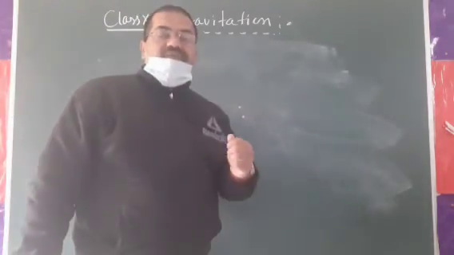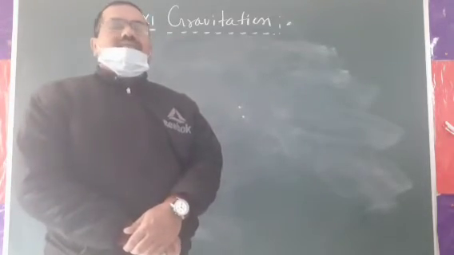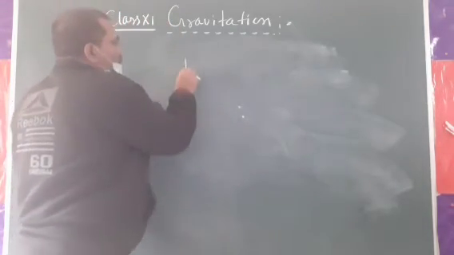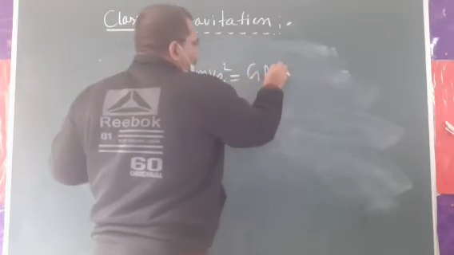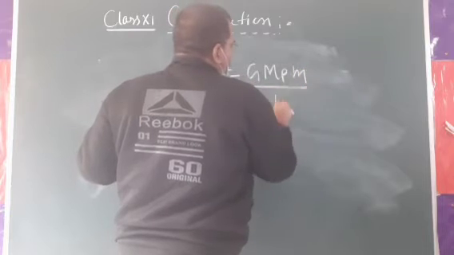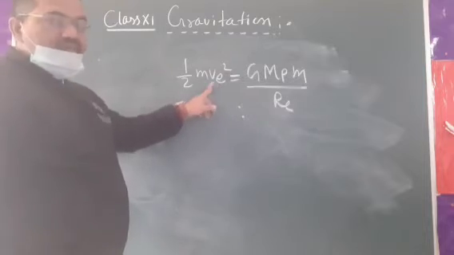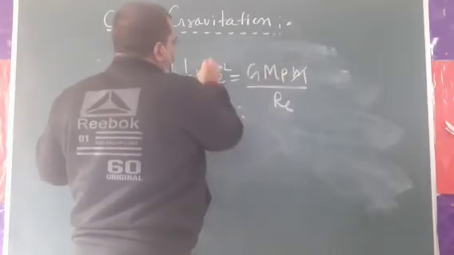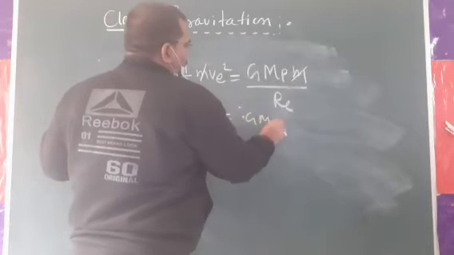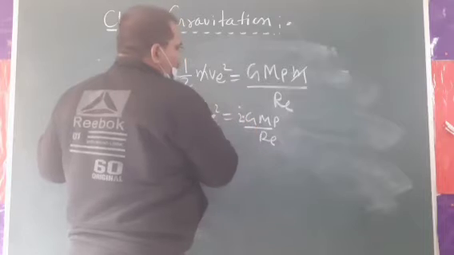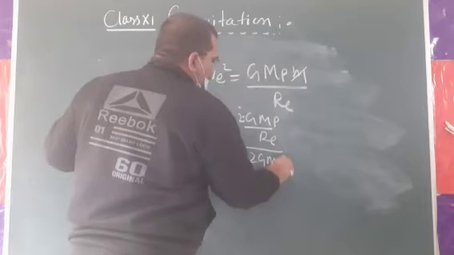So what is the escape velocity? As we know, escape energy: half m v square equals G M m by R. So escape velocity is v. m is cancelled out. So v square equals 2 G M by R. So v equals under root 2 G M by R.